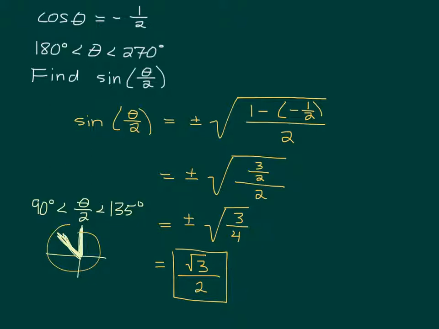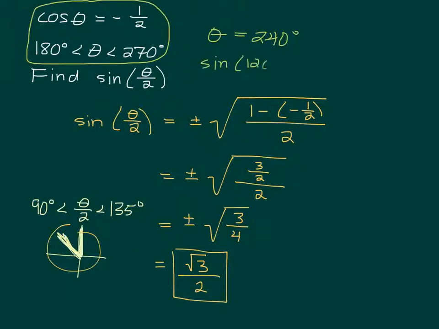Which we could have gotten in a different way, noticing this. This information right here tells us that theta is 240 degrees. If we know the cosine's negative 1/2, and we know that theta is in the third quadrant, 240 degrees has to be the answer. And we should all know that then sine of theta over 2, sine of 120 degrees, is root 3 over 2. Same thing. Just a different way of doing it.